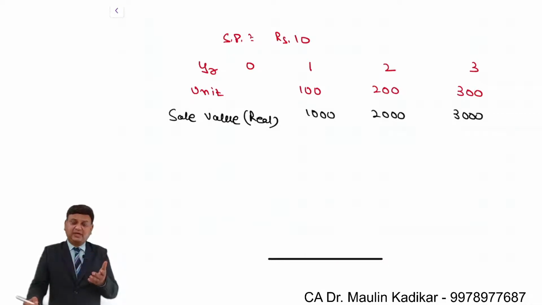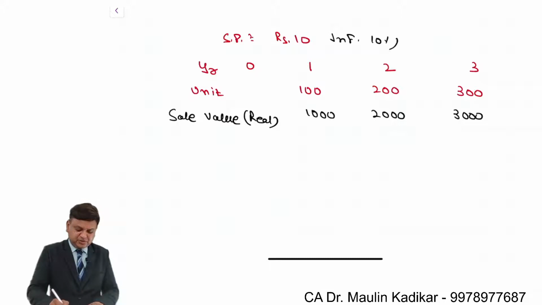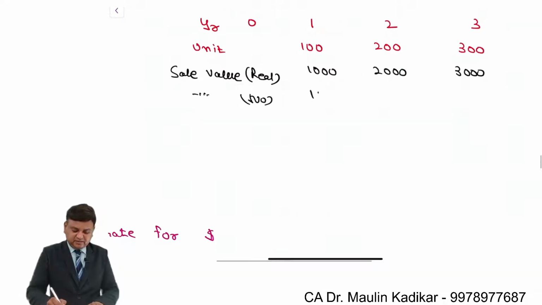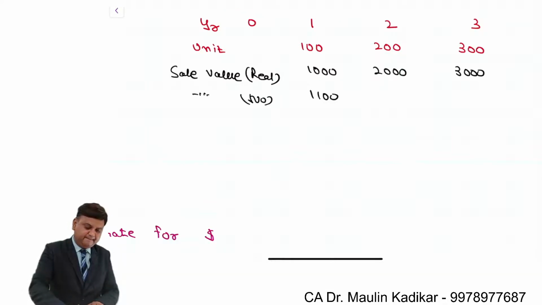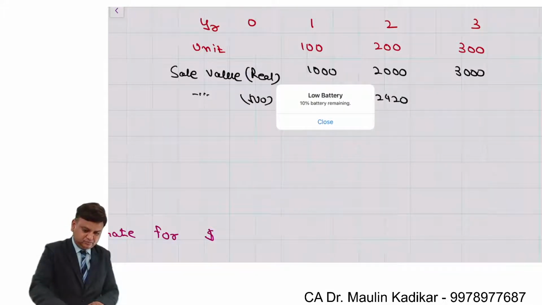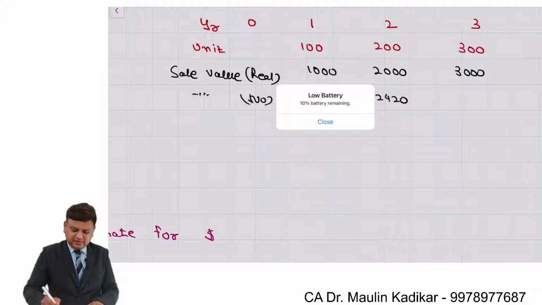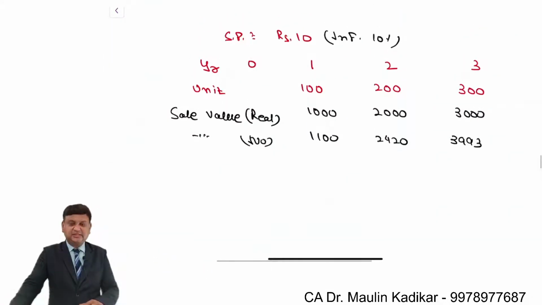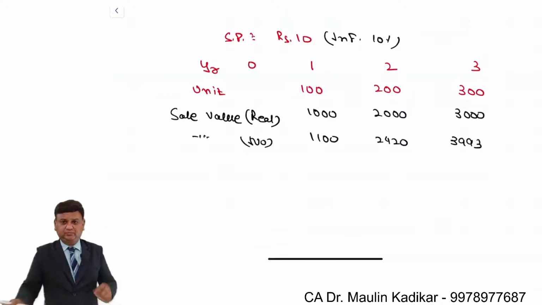And let us assume that the inflation rate is 10%. So sales value in the nominal term is 1100, then 2420 and 3993. That is the nominal sales value.